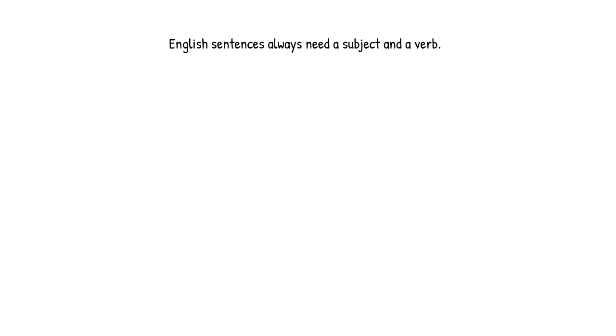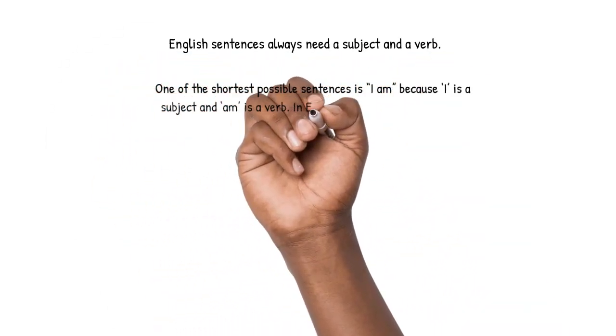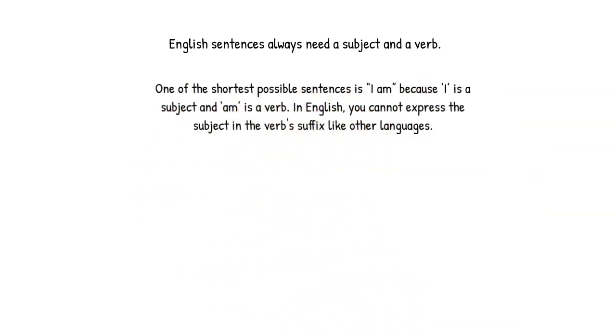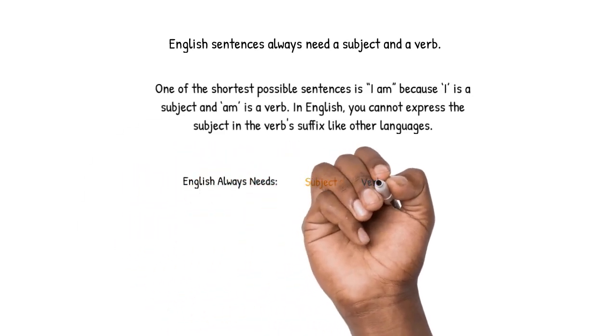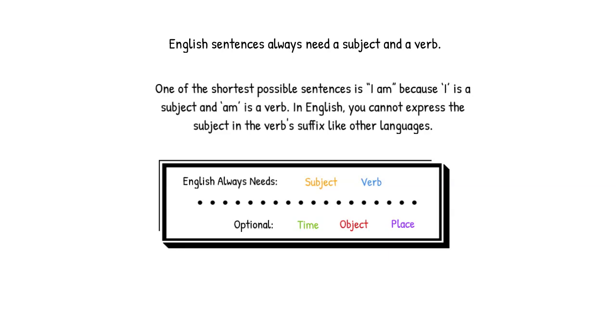English sentences always need a subject and a verb. One of the shortest possible sentences is I am, because I is a subject and am is a verb. In English, you cannot express the subject in the verb suffix like other languages. So, English always needs a subject and a verb, and the rest are optional.